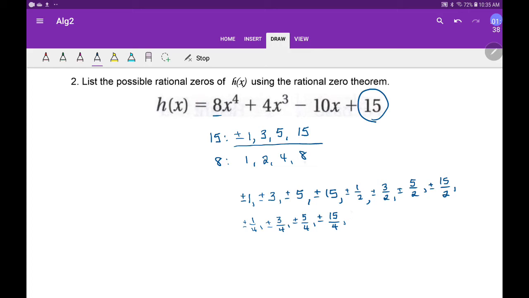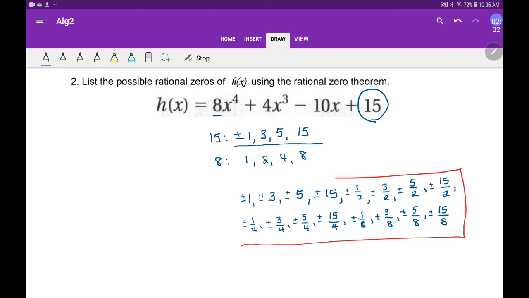Then I'm going to use 8, and I have plus or minus 1 over 8, plus or minus 3 over 8, still no duplicates, plus or minus 5 over 8, and plus or minus 15 over 8. Wow. So that is a lot of possibilities.